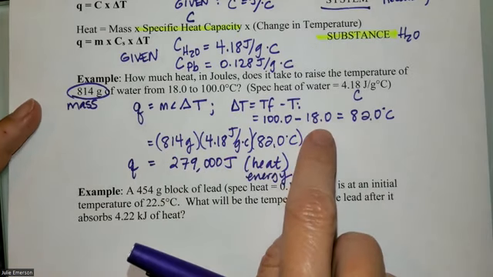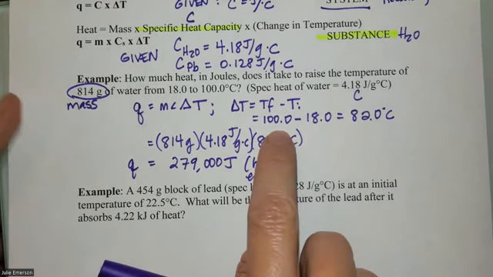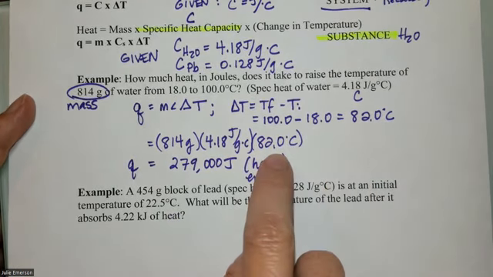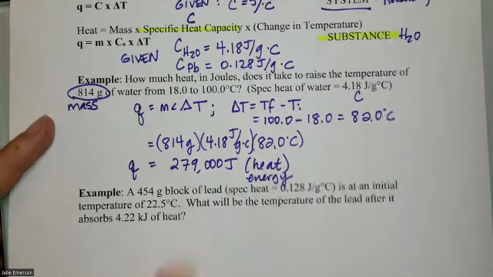If we only wanted to go from like 88 to 100 degrees Celsius, where our change in temperature was only 12 degrees, less temperature change, less Q, less energy required.